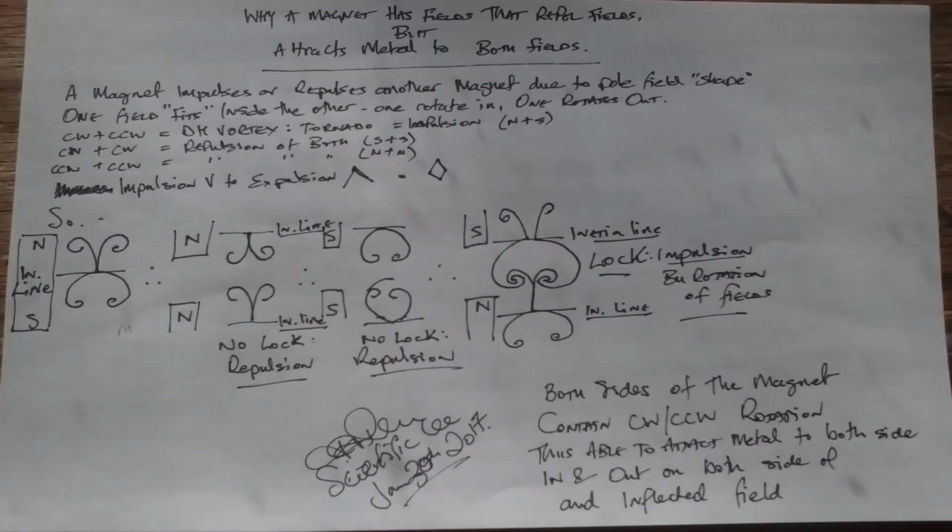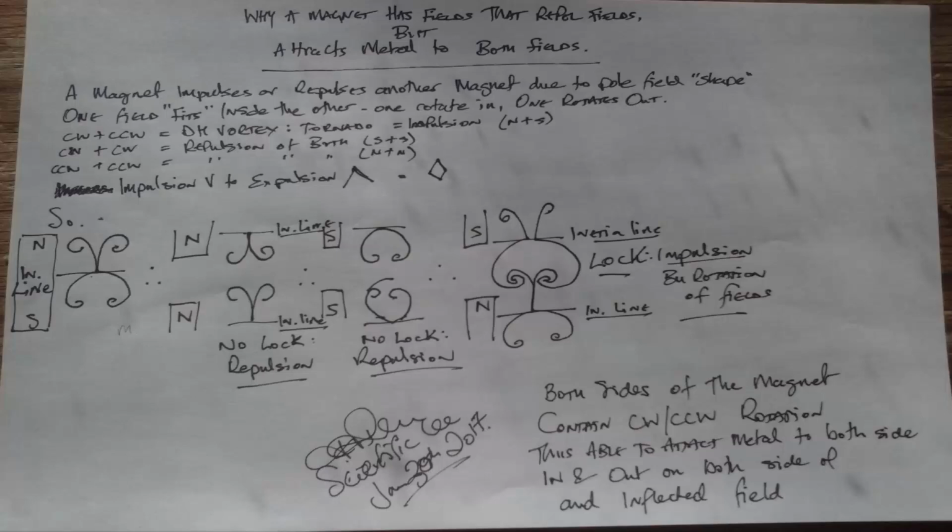Okay, and now one of my favourite bits, why a magnet has fields that repel but attracts metal to both sides. Well, here's the reason. A magnet impulses or repulses another magnet due to pole field shape. One field fits inside the other. One rotates in, one rotates out. Clockwise plus counterclockwise equals a double helix vortex, a tornado, equals impulsion, north plus south. Clockwise plus clockwise equals repulsion of both, south and south. Counterclockwise and counterclockwise equals repulsion of both, north and north.